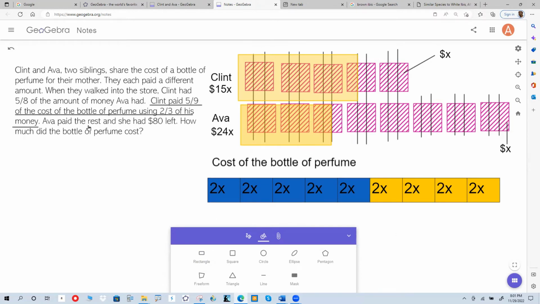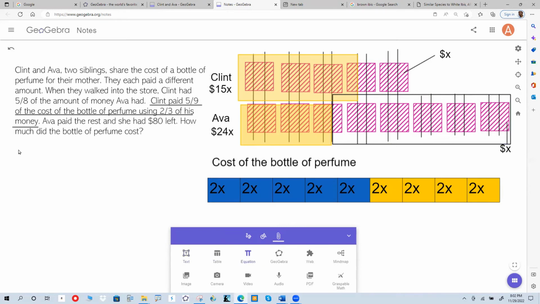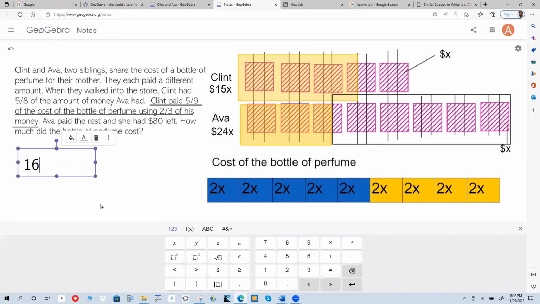Now the question says Ava paid the rest and she had $80 left. This has to represent $80. How many strips are here? 1, 2, 3, 9, 10, 11, 12, 13, 14. There's 16 strips. 16 strips must represent $80. So we'll do a little bit of math here. So basically what we're claiming is 16X is equal to 80.